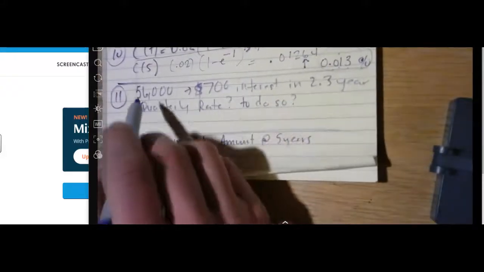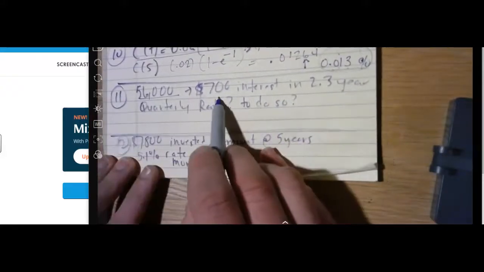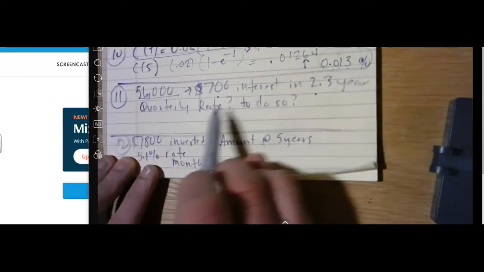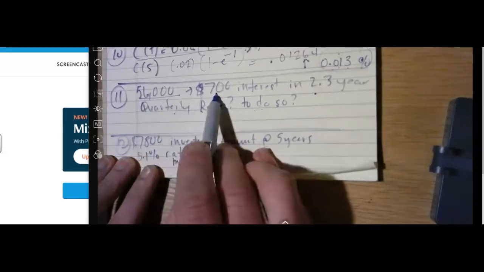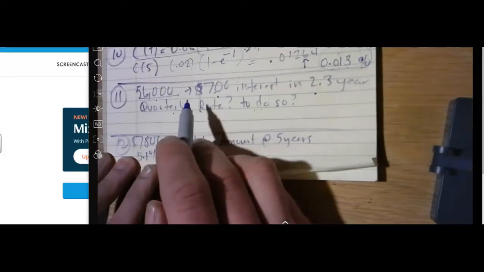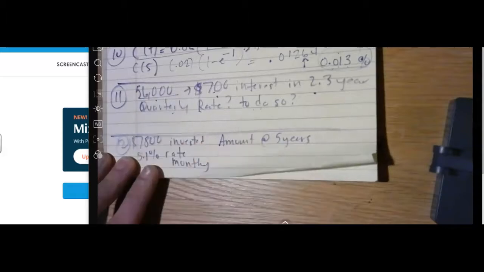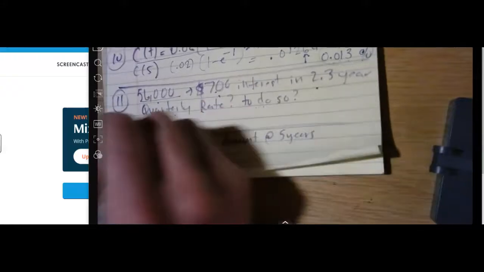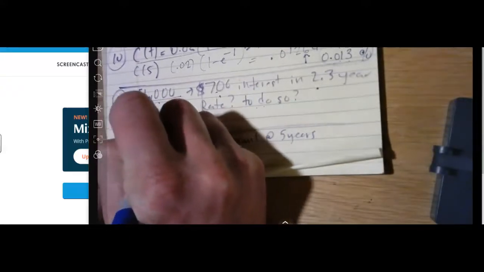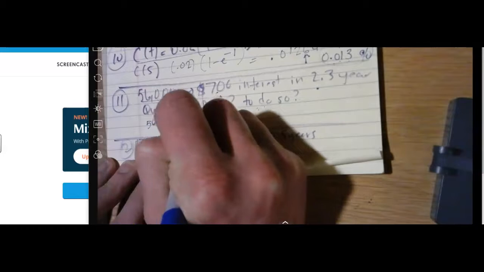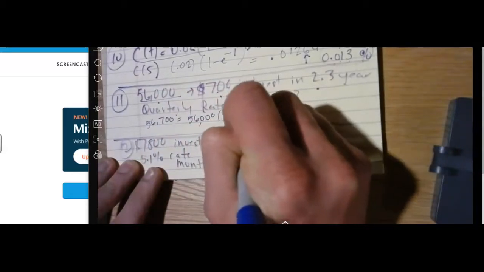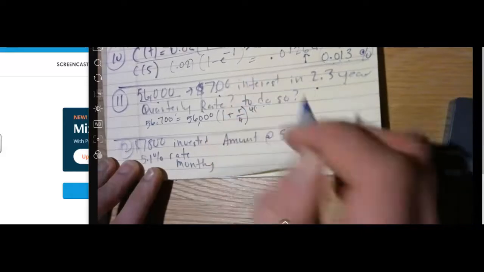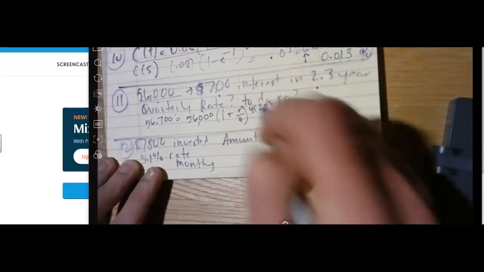Now, in number 11, you have $56,000 to invest, and they want to make $700 in interest in 2.3 years. And they're trying to find out what quarterly rate is necessary to do so. Well, it's not going to be much because $700 is not that much compared to $56,000. But just to break that down, here you go. So the amount at a certain time, well, after 2.3 years, we want to have 56,700. It's going to equal the amount you had at the beginning, 56,000, right? Times 1 plus the interest rate we're looking for, divided by 4 because it's quarterly, and then 4 times whatever that number of years is. 4 times a year times the number of years.